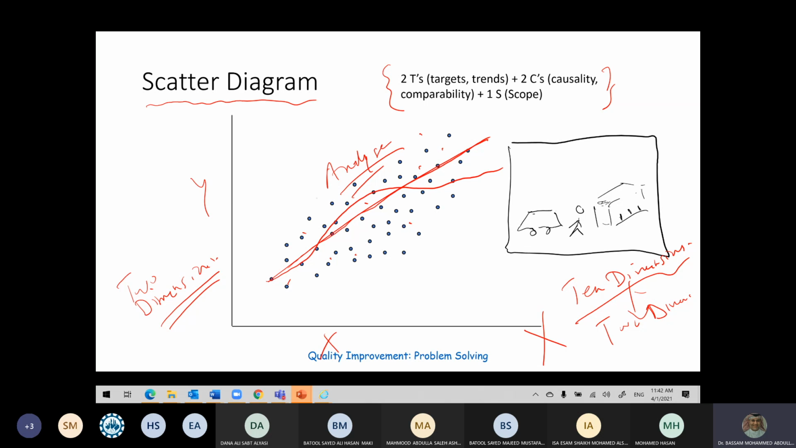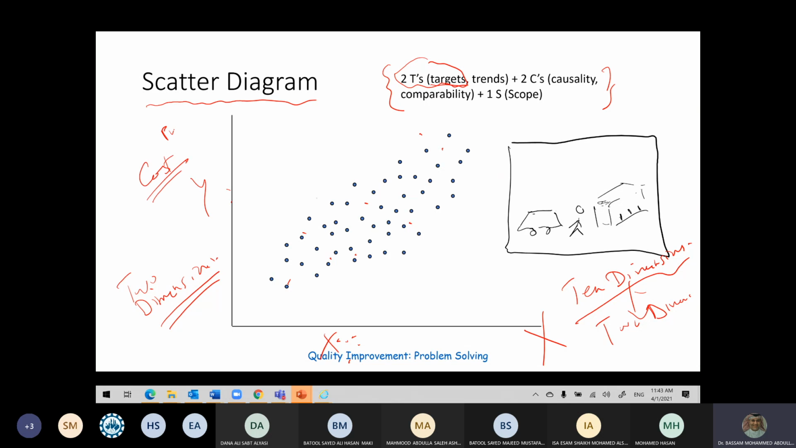What are these points? Number 1 is the target. If you put a scatter diagram in a company, you need to consider that you have a target. If you just show me a line without a target, it doesn't mean anything for me. So I need to show a line that has a target. So are you really finding a kind of relationship here between Y and X? It could be a relationship.